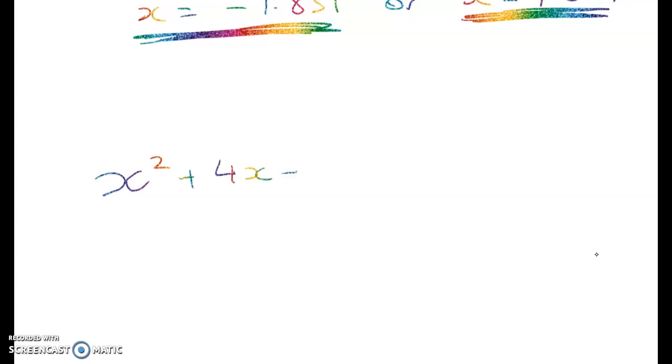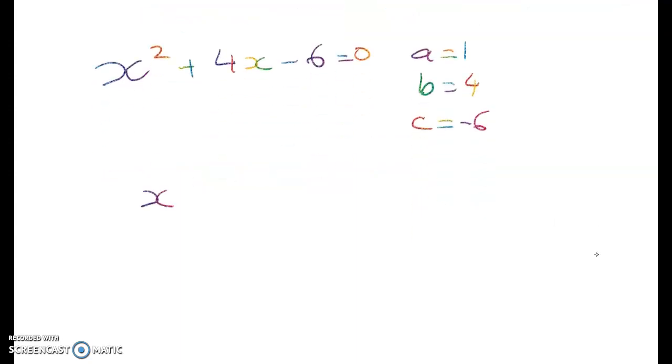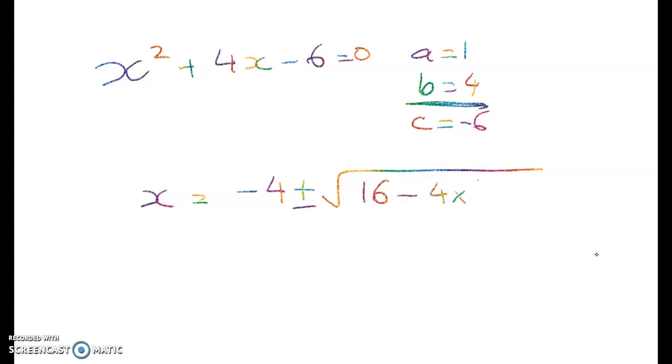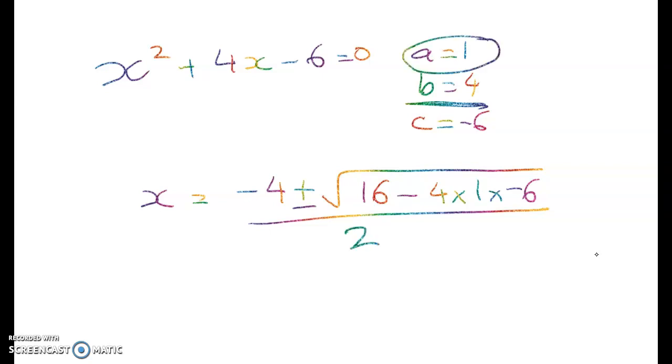x squared plus 4x minus 6 equals 0. A is 1, B is 4, and C is negative 6. Substituting in, I get x equals negative 4 plus or minus, so B squared is going to be 16 minus 4 times A, 1, times C, negative 6, and that's divided by 2 times 1, which is 2.